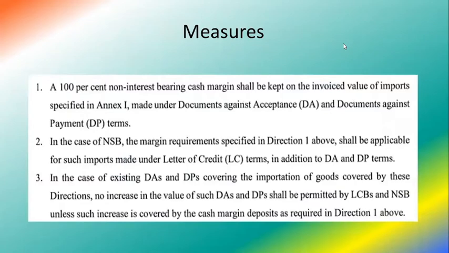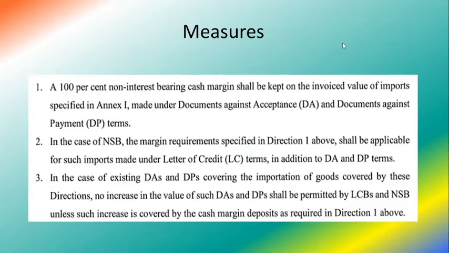Directions number 1. 100% non-interest bearing cash margin shall be kept on the invoice value of specified imports. In the case of NSB, the margin requirement specified in directions number 1 above shall be applicable for such imports made under LC terms, in addition to DA and DP terms.